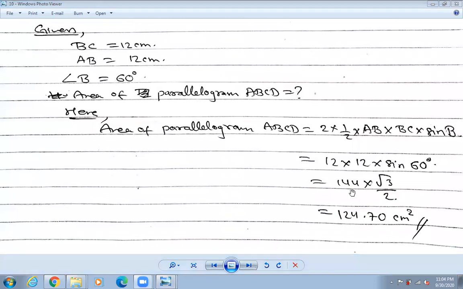Now, it becomes 144. So 12 into 12, it becomes 144. And sine 60 means root 3 by 2. So cancel this one. So it becomes 124.70 square centimeter. So this is going to be a beautiful answer. Okay. So hope you have understood it. Let us go to the next question.